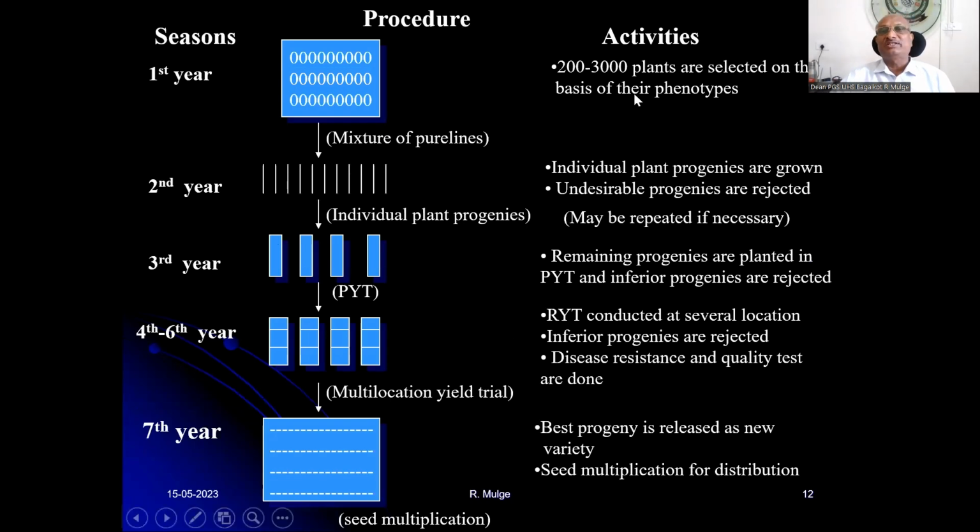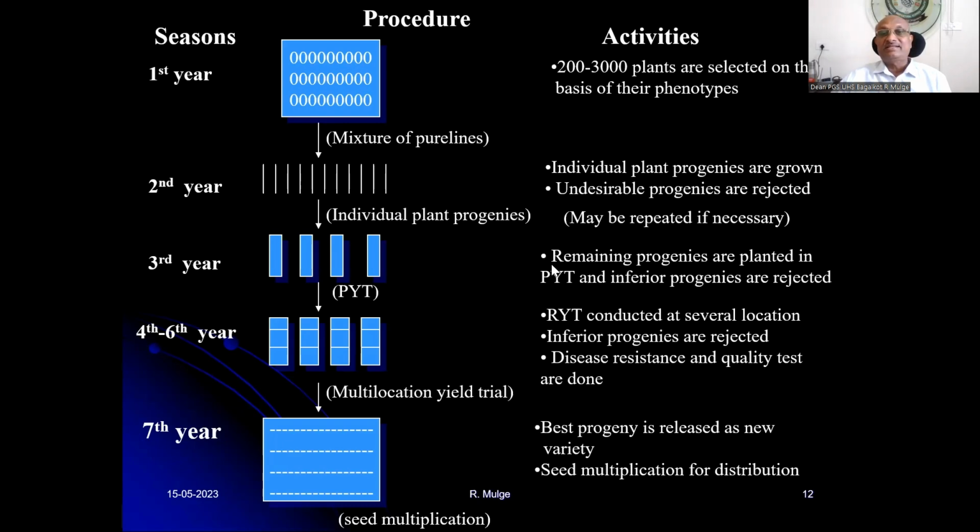So it's the same thing, just in one brief slide. So activities: 200 to 3,000 plants are selected on the basis of their phenotypes in the first year. And then the individual plants, whatever you have selected, the seeds are collected separately and raised in separate rows. So individual plant progenies are grown. Undesirable progenies are rejected here also, maybe repeated if necessary. And of course, anything segregating is removed unless it is worthy.